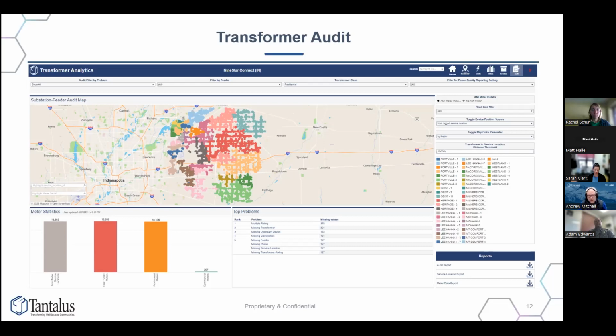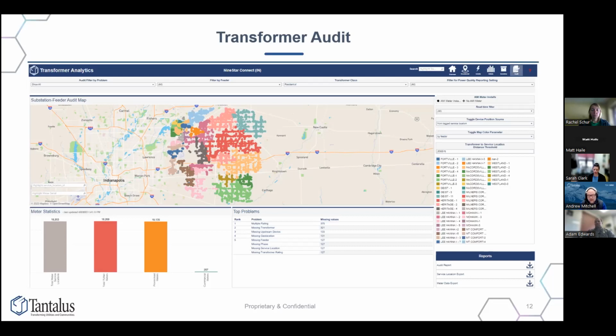And so we help you with everything that we can when it comes to auditing your assets, your transformers, your meters, and how they're connected and the information you've provided us, so that we can help you clean up other systems and make this tool as valuable as possible.